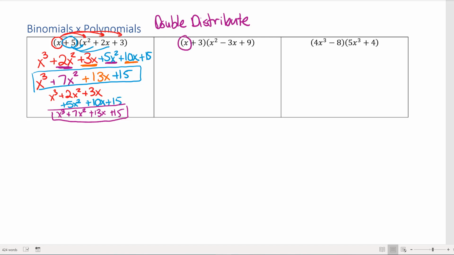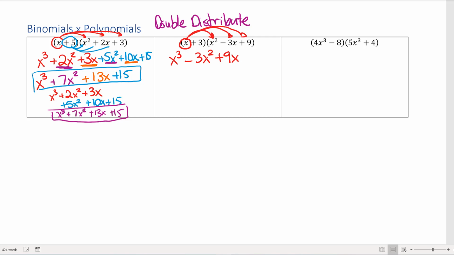On the next problem, x plus 3 times x squared minus 3x plus 9, I'm going to first start with the red. I have x, and that's being multiplied by every term in the second parentheses. So x times x squared is x cubed. X times negative 3x is negative 3x squared by adding my exponents, and x times 9 is 9x.